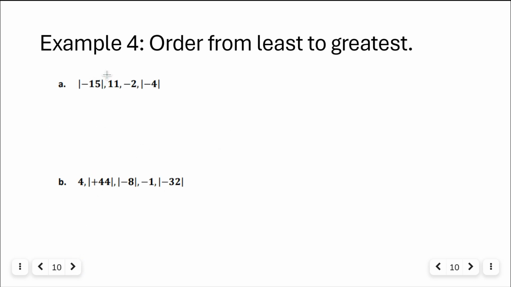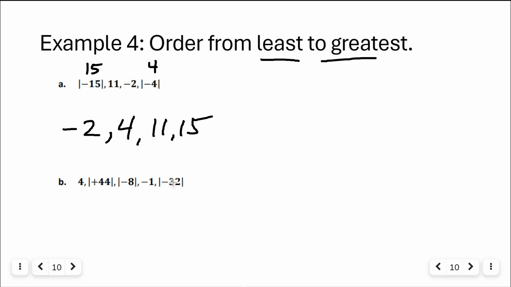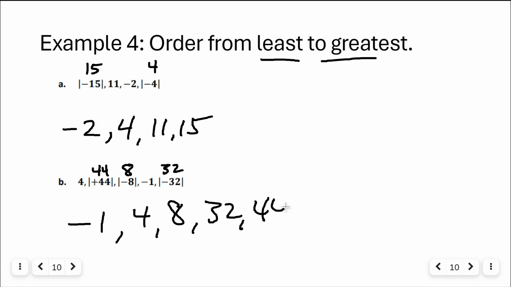Okay, order these numbers from the smallest to the largest. Absolute value, we've got to do some math. Absolute value of negative 15, that's 15. 11, 2, negative 2. Absolute value of negative 4 is 4. So from smallest to largest, the smallest number here is negative 2. Then 4, then 11, then 15. So we got 4. The absolute value of 44 is 44. The absolute value of negative 8 is 8, negative 1. And then the absolute value of negative 32 is 32. Put the numbers in order, smallest to largest. Negative 1 is the smallest, then 4, 8, 32, and 44.